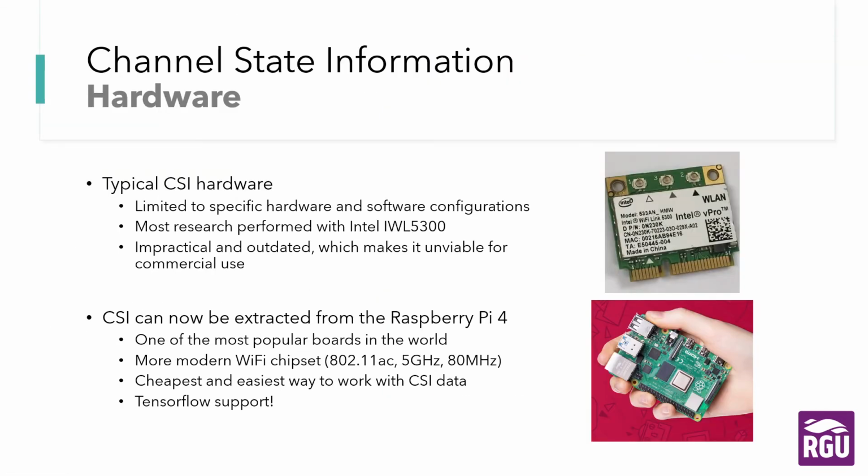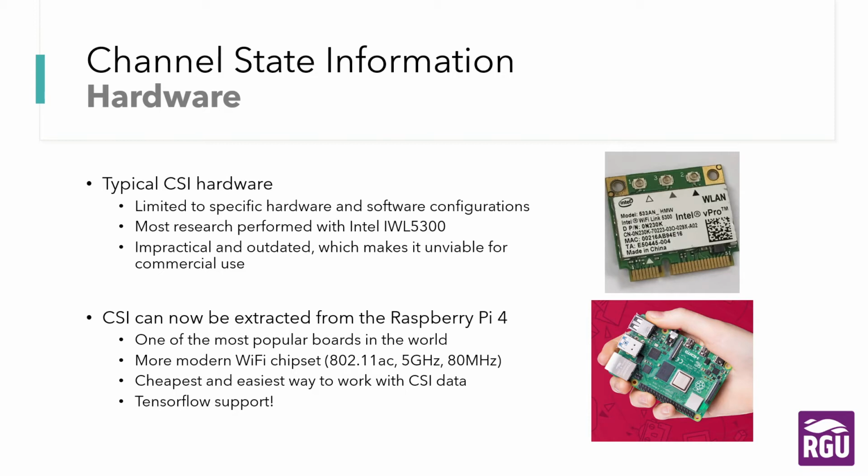Now, while all Wi-Fi hardware could be capable of providing us with CSI, in practice, this isn't the case. Wi-Fi devices typically only output CSI data when using modified drivers, which limits us to very specific hardware and software configurations. The most popular of this has been the Intel IWL 5300, and most CSI research has been performed with it. Due to the age of the card, it's quite impractical to use it today, mostly due to the older Wi-Fi specification and no modern Linux support. What's worse is that it actually puts off quite a lot of people looking to work with CSI.